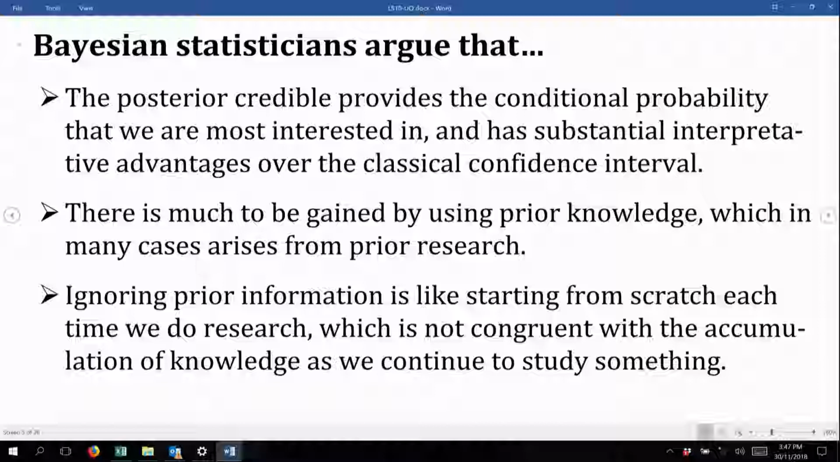And they argue there's much to be gained by using this prior information, which often comes from prior research. They say that ignoring prior information is like starting from scratch every time we do work. Okay, so let me illustrate. Let me get Bayes' theorem up, and I will then talk through an example.